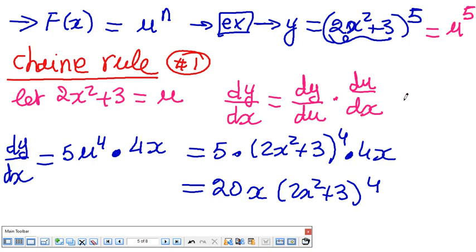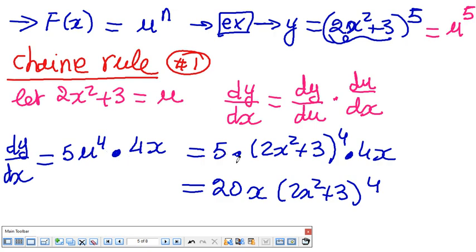In this case, I look at this one here, u^5. So when I say u^5, the derivative is 5u^4 times du over dx. Now I look at u here. What is the derivative of u with respect to x? It's 4x. And then I replace u back by its expression.